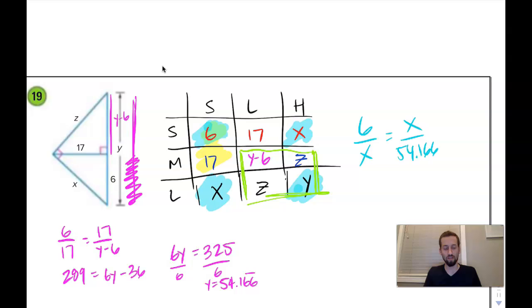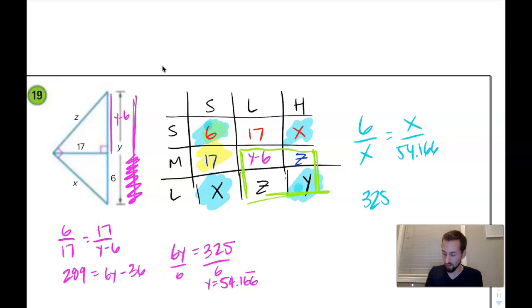And I did that one because I actually have that on my calculator still, right? So I'm going to multiply that by 6. It's actually going to get us back to 325 equals x squared. And so x equals the square root of 325.